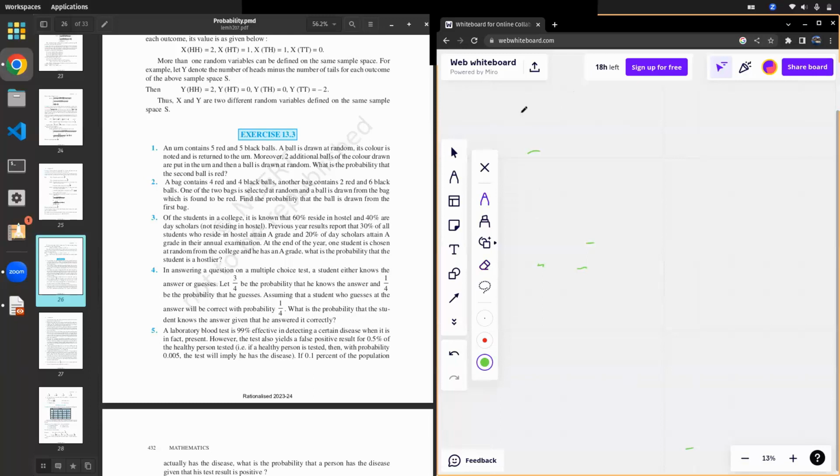So here also we will define the events. Let A be the event in which the student got an A grade, let E1 be the event such that the student is a hosteler, and E2 be the event such that the student is a day scholar.